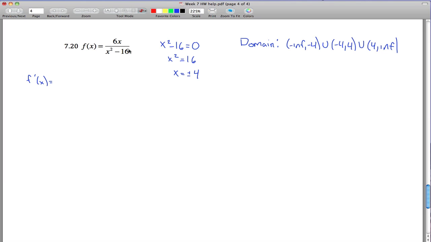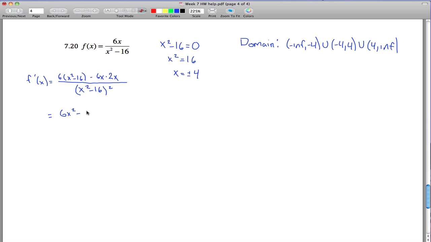Unfortunately, even the derivative is a little bit ugly because we got a quotient rule going on here. Derivative of the top is 6. Leave the bottom alone. Subtract from that, leave the top alone. The derivative of the bottom is 2x. And that is all divided by x squared minus 16, squared. So using the quotient rule, we get this, which we can simplify.